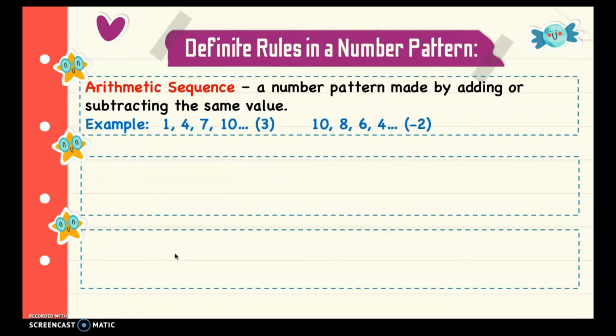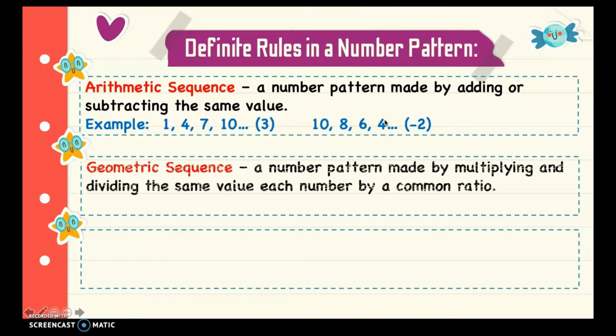So from 1, how did it become 4? And then from 4, how did it become 7? And then 10. So it's like adding 3. So we have 1 plus 3 is 4, 4 plus 3 is 7, 7 plus 3 is 10, and so on. We also have here subtracting by 2. We have 10 minus 2 is 8, 8 minus 2 is 6, and 6 minus 2 is 4, and so on.